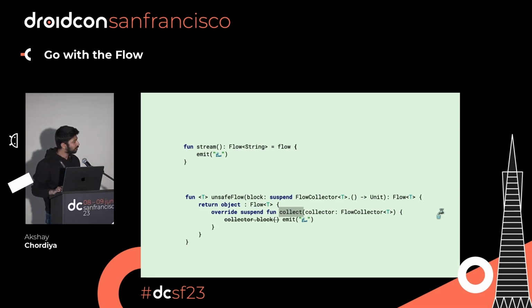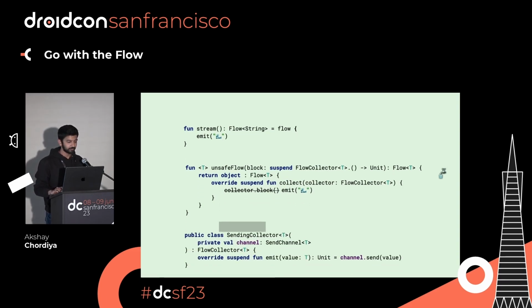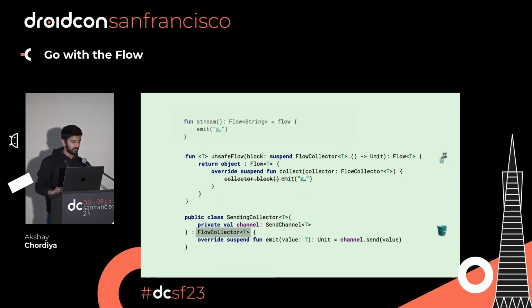This is how it ensures the cold nature of Kotlin flow. And the collector block here is actually emit, passed from the flow builder, which is passed to the unsafe flow API. This is how Kotlin flow ensures the cold nature. And the emit, which is the API of the flow collector interface, sends the values to a channel. Note that there are different implementations of the flow collector interface, depending upon the type of the flow you use. I took a simple one here to explain the mechanics of how it works internally.